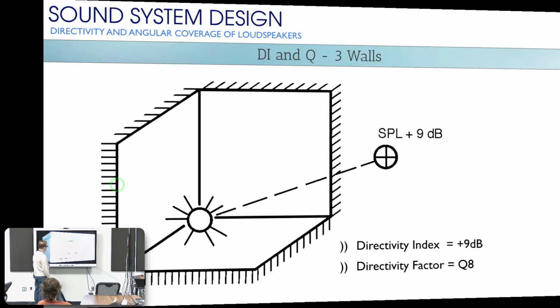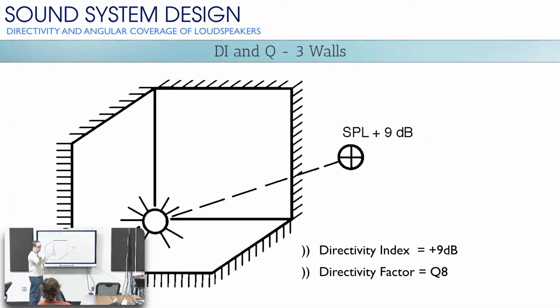All right, we could take it even further and put it in the corner with 2 walls and the floor. And if we get 3 dB increase per wall, and we have 3 walls now, our directivity index is 9 dB. So we have a 9 dB increase in level as a result of putting it into this corner with 3 walls. And now our directivity factor is 8, or a Q of 8, because it's an 8-to-1 ratio between the unconfined and confined sound, because we doubled it 3 times now. From 1 to 2, 2 to 4, 4 to 8. Right? 8-to-1 ratio between confined and unconfined sound. Okay?